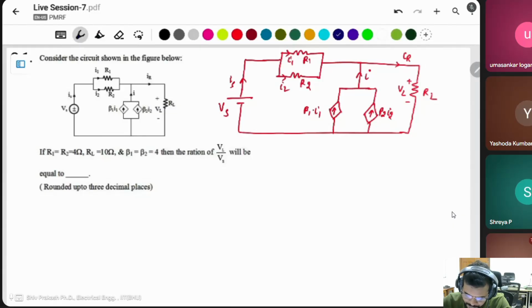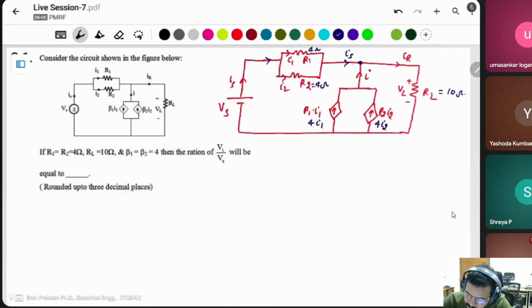Okay, the resistors are given, R1 and R2 are equal to 4 ohm. It means this is 4 ohm, this is 4 ohm. And beta 1, beta 2 are given as 4. It means this is 4 I1 and this is 4 I2. RL is given as 10 ohm. This is the current IS, then this is also the same IS.